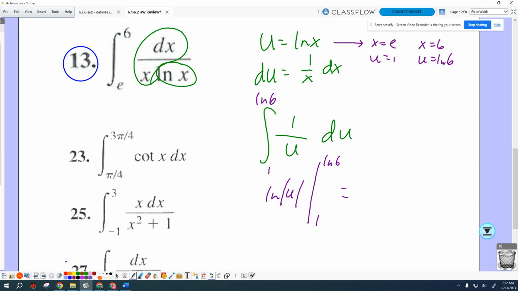Roxana, how do I plug these things in? I just plugged in ln(6) to get ln absolute value of ln(6), and then if you plug in 1, it's just 0. So I just left it. Minus ln 1, she said, which is just 0, so I'm going to leave it alone. Natural log of 6 is positive, so I don't actually need the absolute value bars, but that's it. Natural log of natural log of 6.